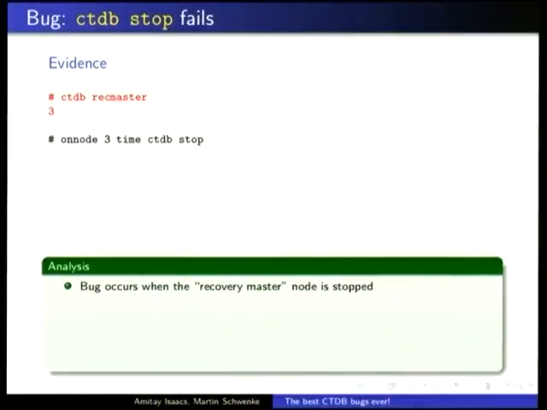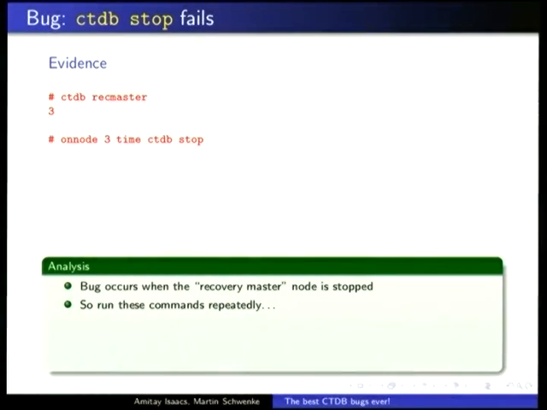So we can run a really simple test. There's a special node in CTDB called the recovery master, and for this talk we don't care what that is, but we can ask CTDB which node it is. In this case it's node 3, and because it's node 3, we run CTDB stop on node 3.